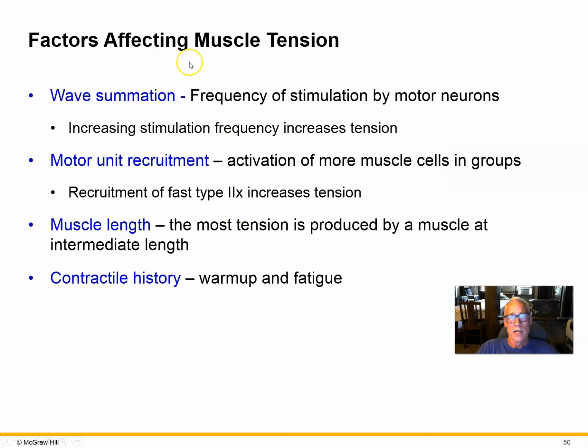Here are some factors affecting muscle tension, and we'll take a look at each one in turn. Wave summation, which refers to the frequency of stimulation. Higher frequency of motor neuron stimulation of a muscle cell produces more tension. Recruitment, activation of more motor neurons, and therefore more muscle cells, produces more tension. Muscle length. There's an ideal muscle length at the point of stimulation that will produce the maximum tension. And contractile history. It's good to warm up. We'll produce more tension with the same amount of stimulation if we warm up. And then eventually we'll reach the point of fatigue when tension will reduce.